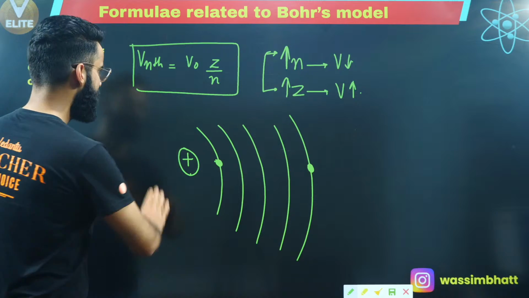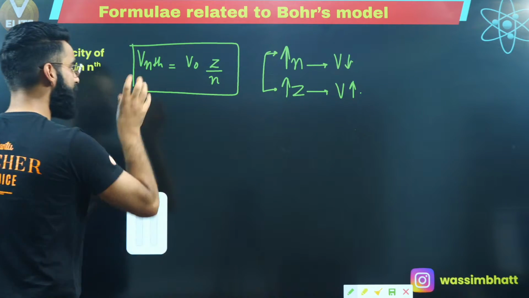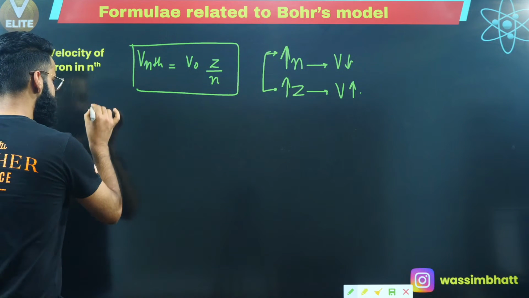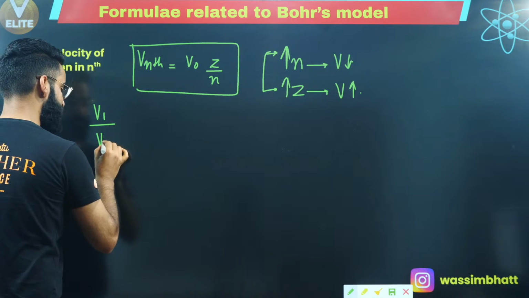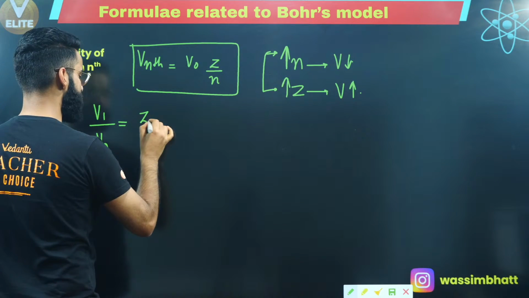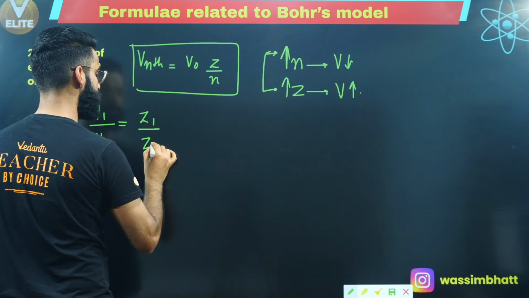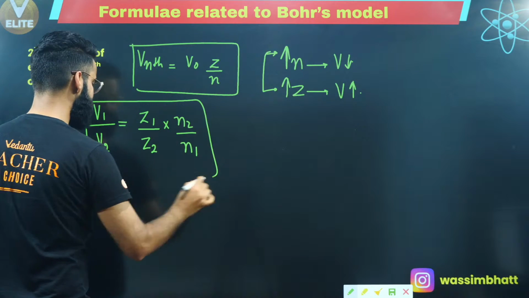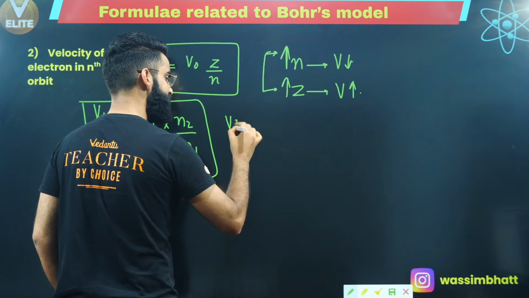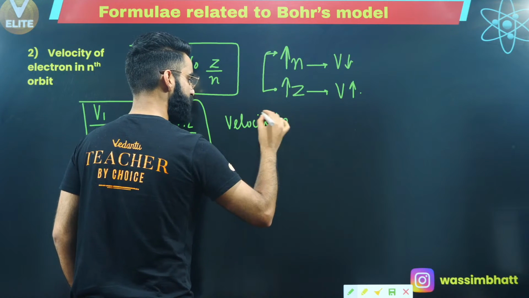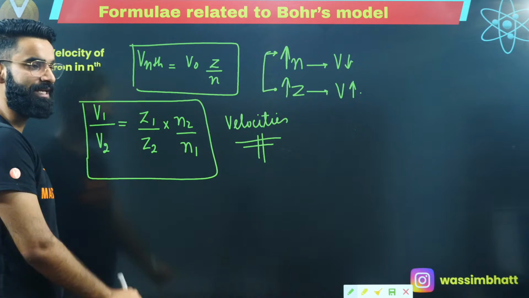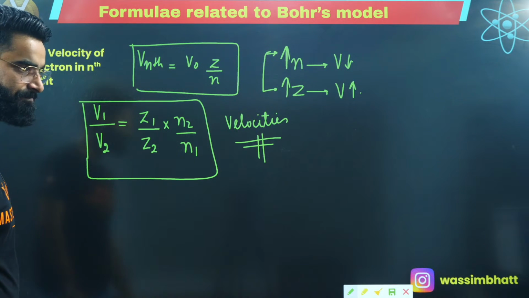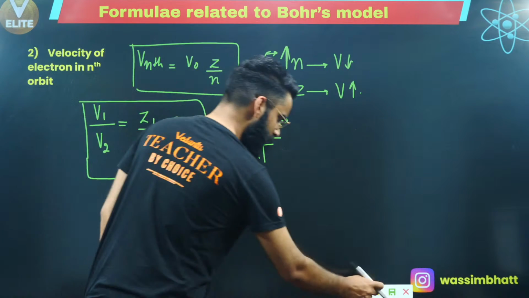Now people, from this formula, I can compare the velocities of two electrons moving in two different orbits. I'll show you the usage of this formula in some time. V1 divided by V2 is equal to Z1 divided by Z2 multiplied by N2 divided by N1. This is the formula which I'll be using for the comparison of the velocities of the electrons moving in different orbits.